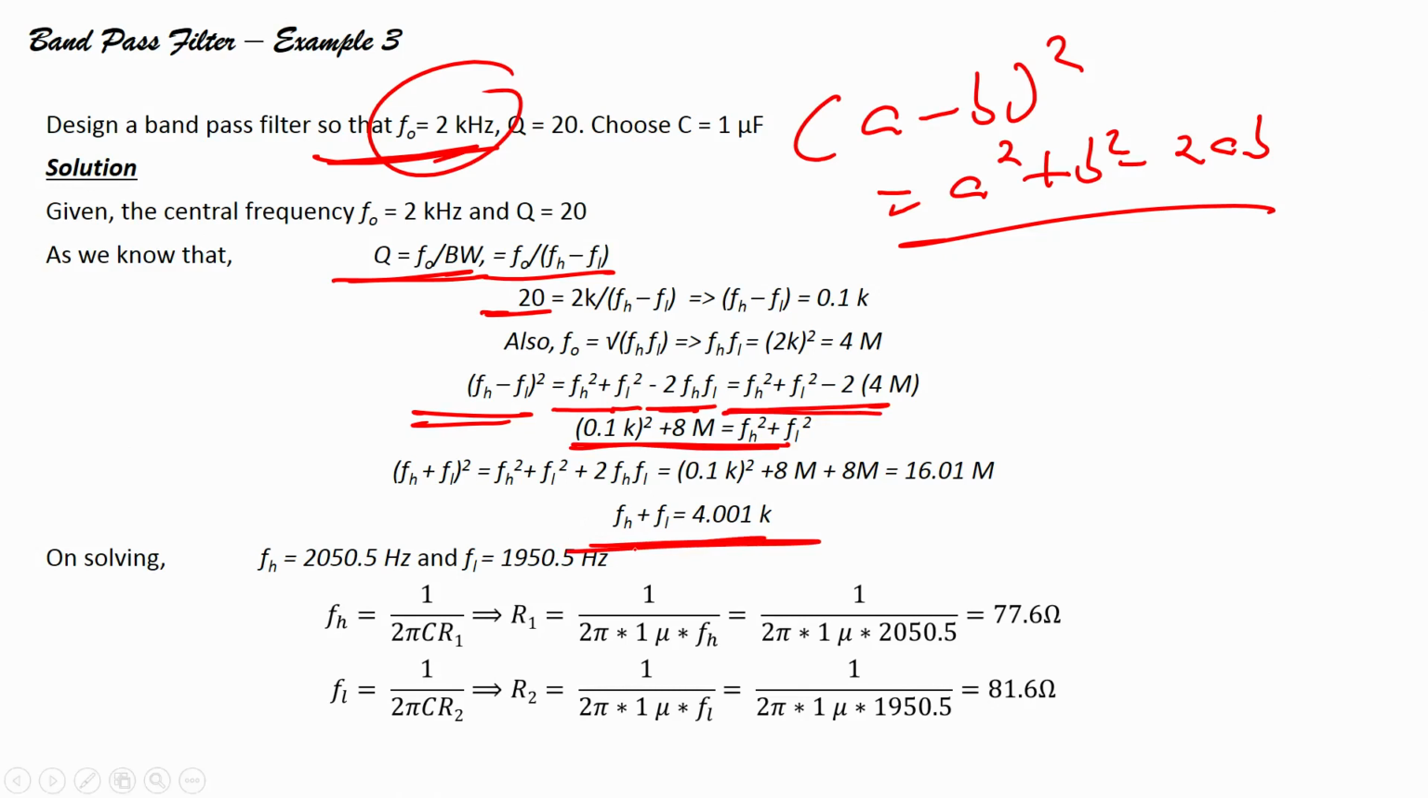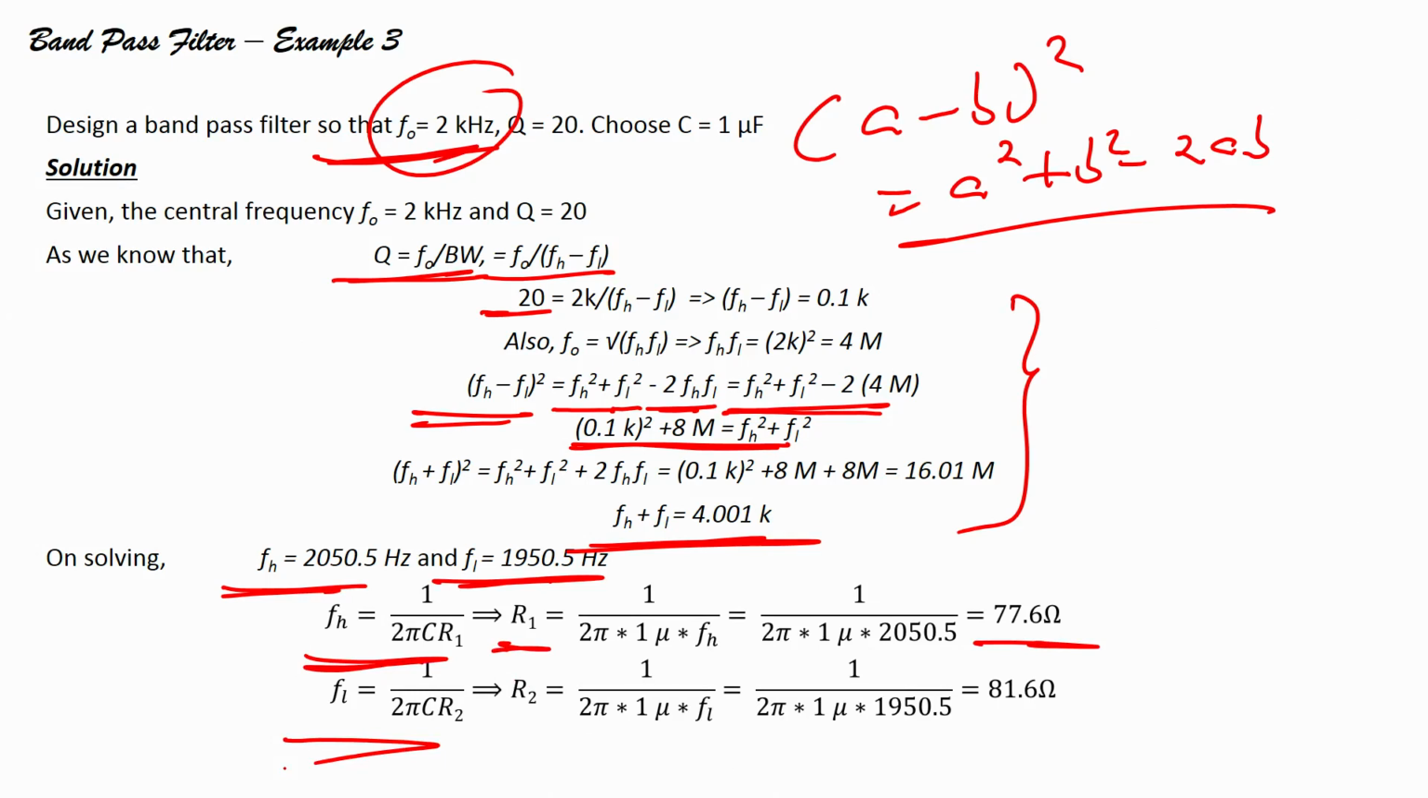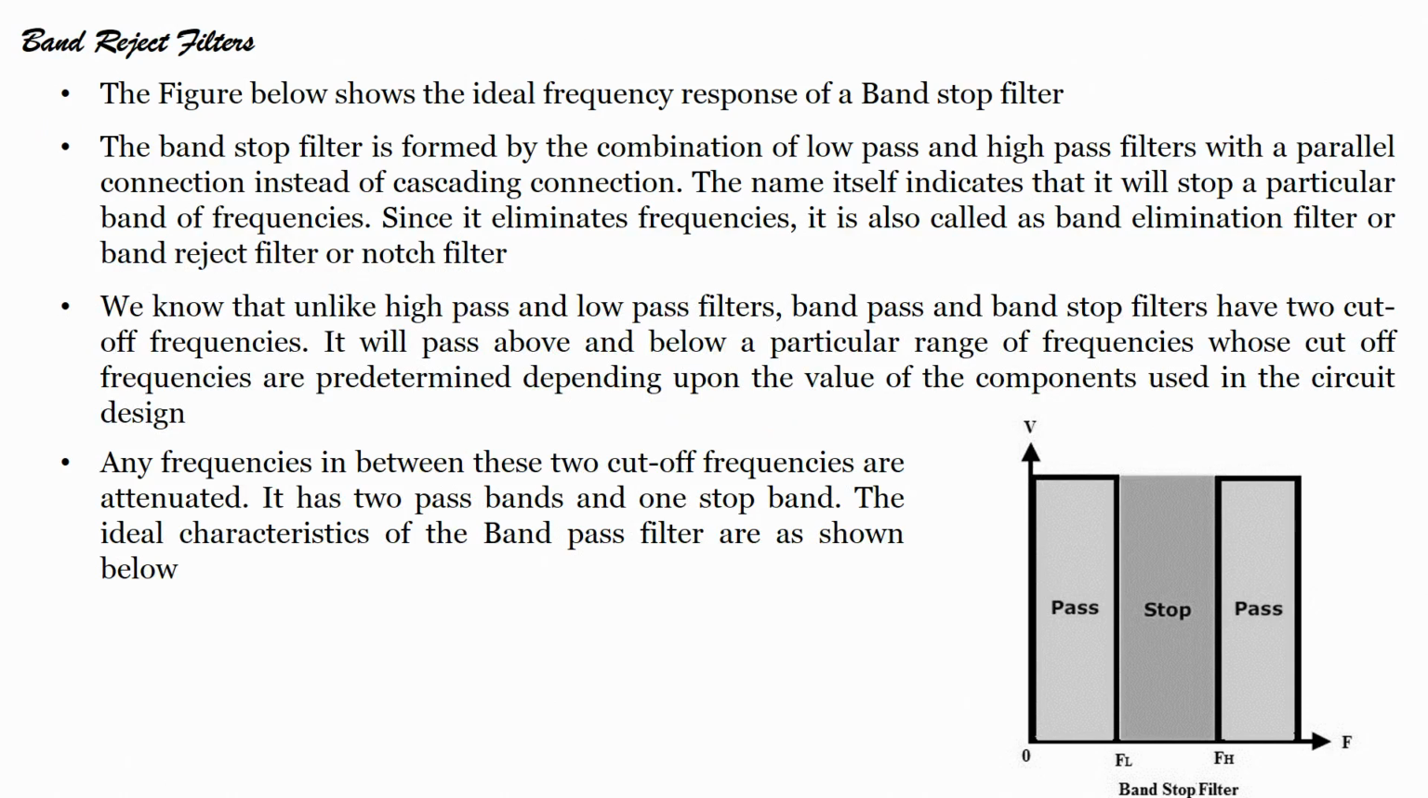Finally, when you solve this equation, you will get FH plus FL is 4.001 K. On solving, FH equals this one and FL equals this one. So, FH equals 1 by 2 pi RC, R1 equals this, FL equals 1 by 2 pi RC, R2 will be this value, correct. So, this is how we can design the band pass filter.